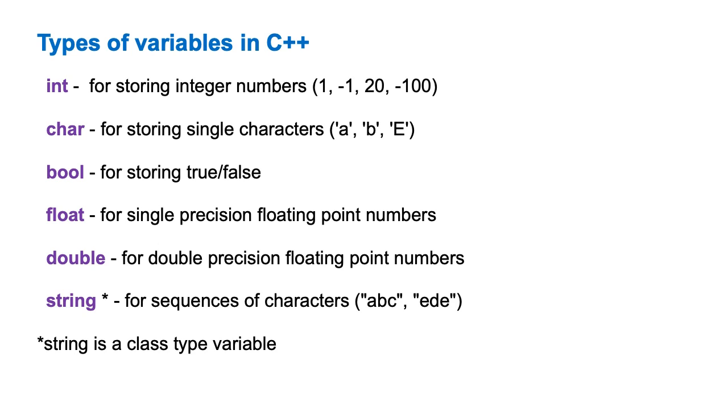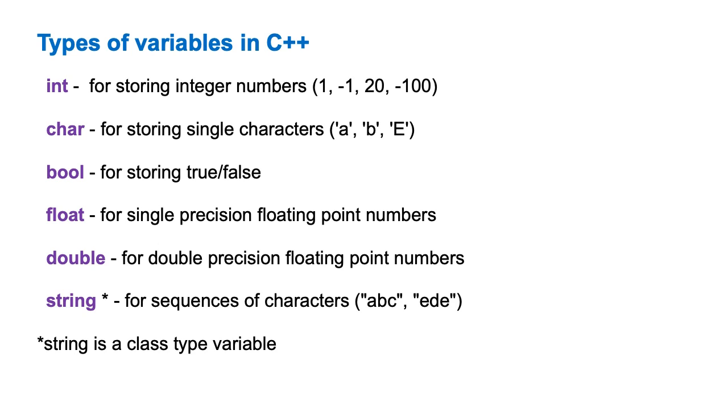We also have the float type, which can store numbers with decimals or fractions. So the difference between the int type and the float type is that the float can store numbers with fractions, but the int type cannot. Now, we also have the double, and the difference between the double and the float is that the double can store a wider range of numbers with fractions than the float, but both of them can store numbers with fractions.